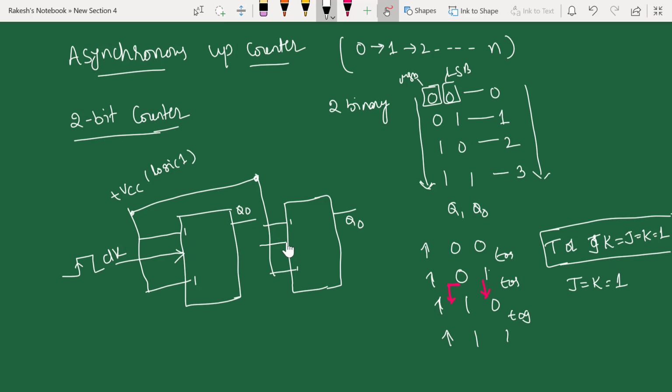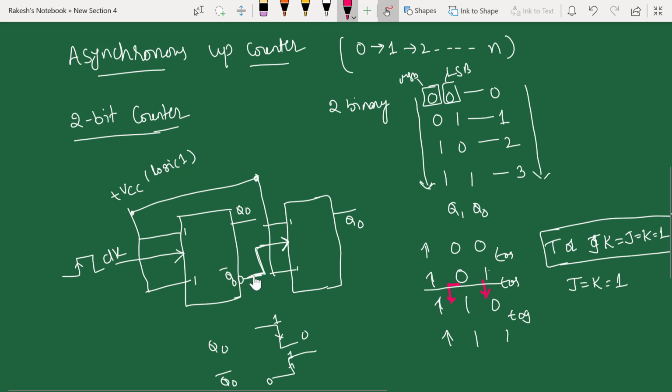Now we need to give the clock. Since I said I am going to use a positive transition clock, if you look at here, your Q0 is going from 1 to 0 at this place. If you look at your Q0 bar, it will go from 0 to 1. So that is a positive going transition. That means I can take my Q bar from here. This is Q0 bar. I can give this as a clock to the second flip-flop.